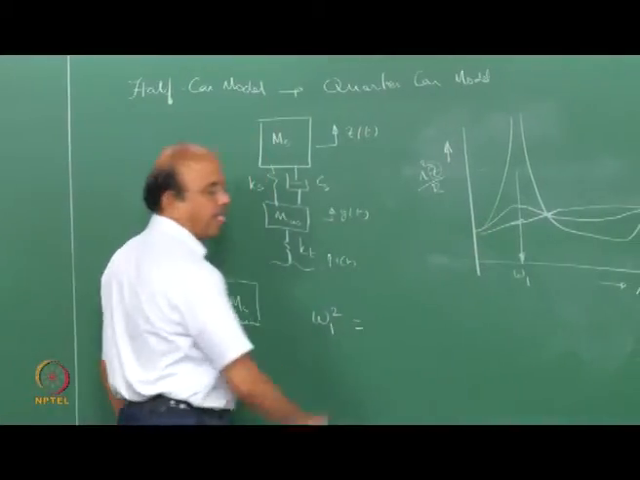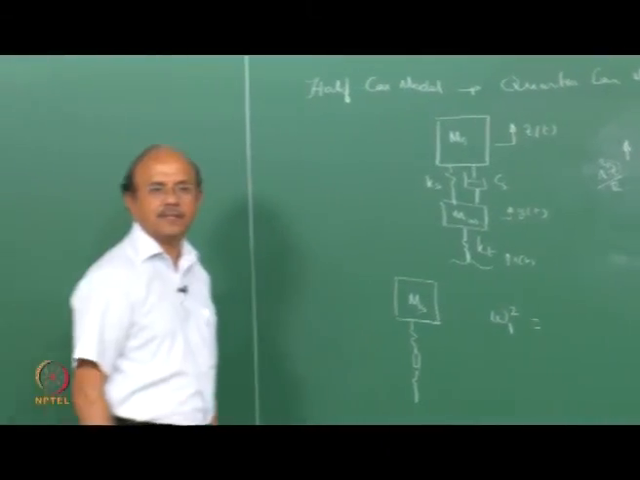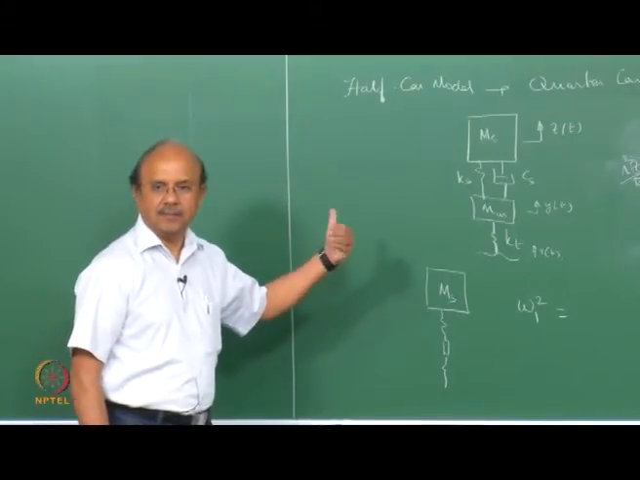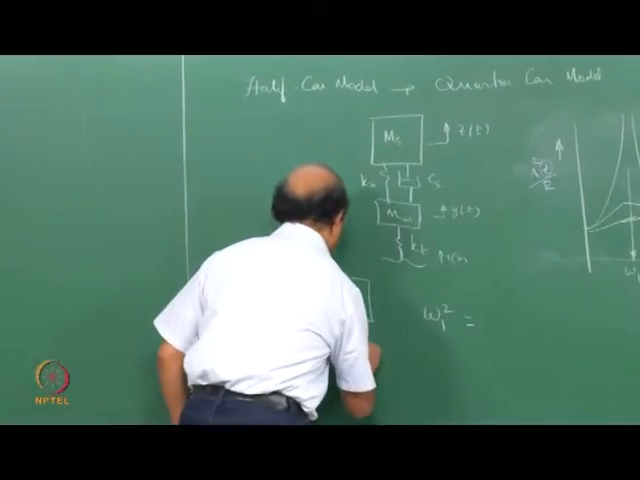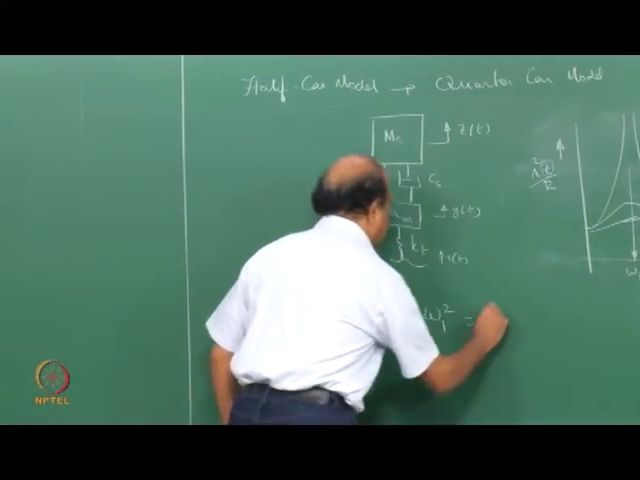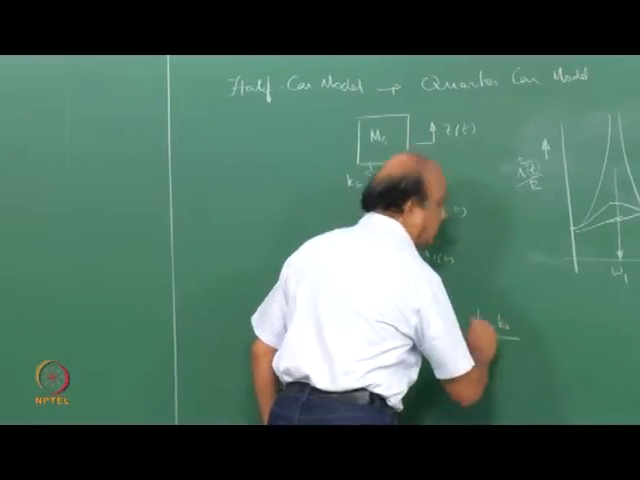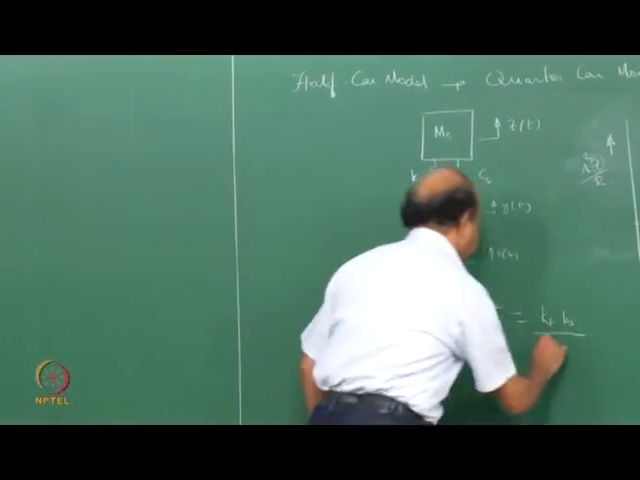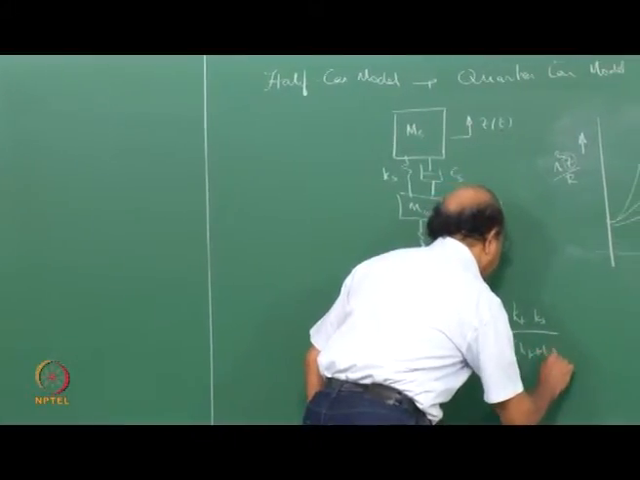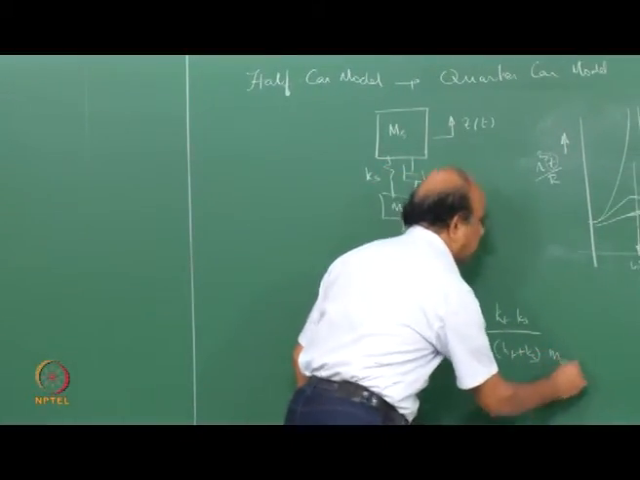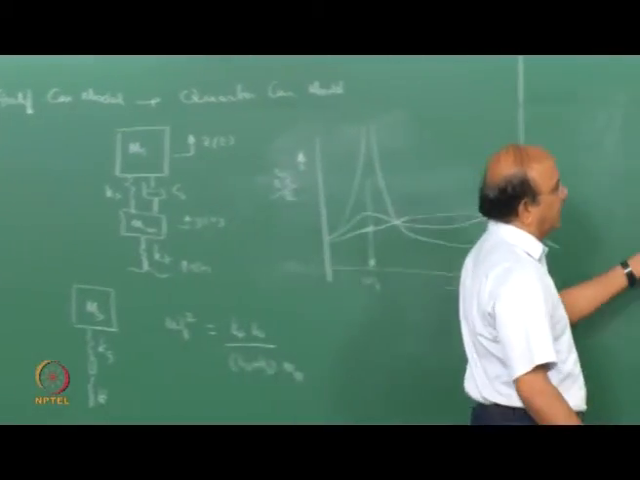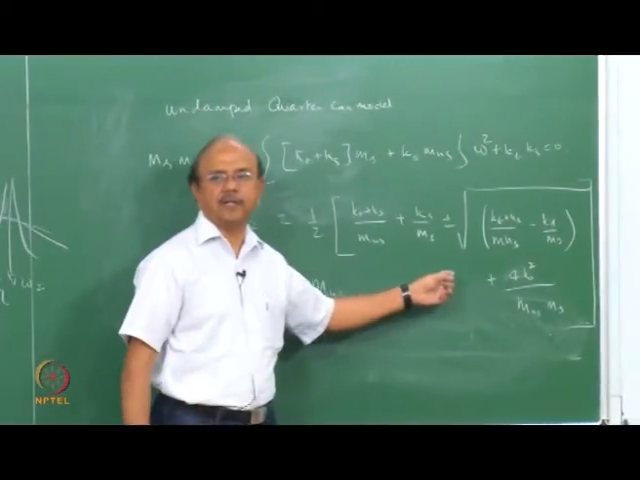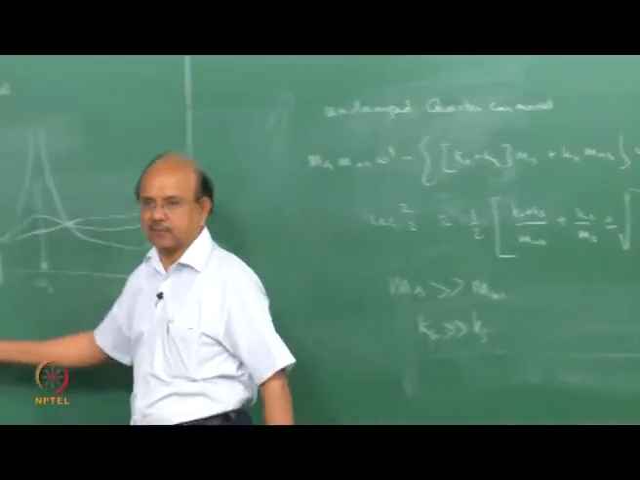omega 1 squared is written as K by m. So this is K tire into K spring divided by K tire plus K spring, into ms. Okay. So this is a very straightforward way. In fact, you can achieve that by an approximation, say for example, you can do a Taylor series approximation here and you will get a very similar result.